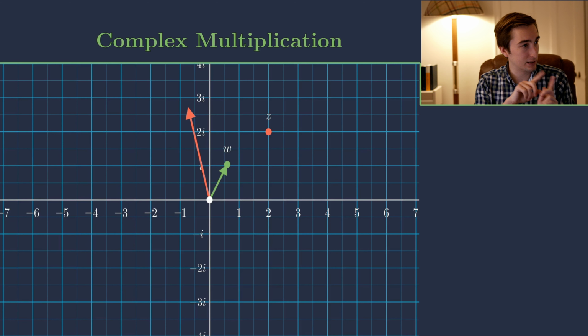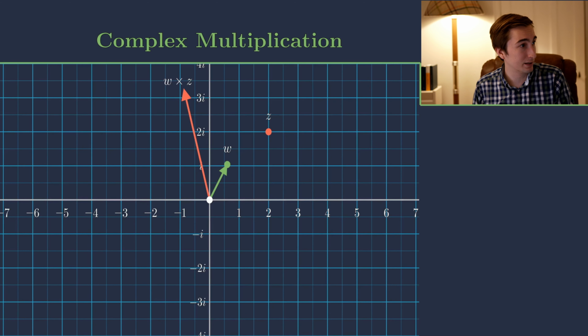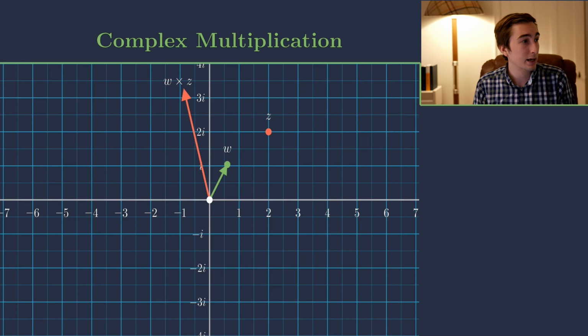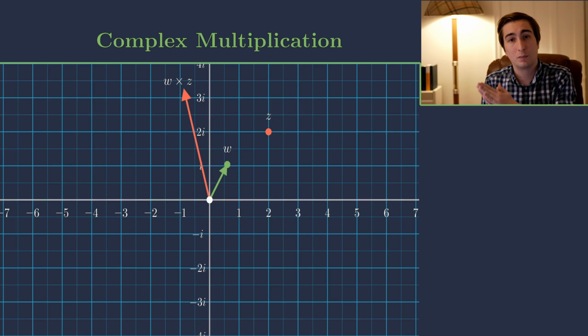So that angle there is exactly what we've rotated this red vector, z. And then we're going to stretch it by whatever the length of this green vector is, which gives us this thing here. And that is exactly what we think of as w times z. So w times z, we're saying that's how w acts on z multiplicatively. In other words, it rotates z by the argument of w and then stretches it by the modulus of w.